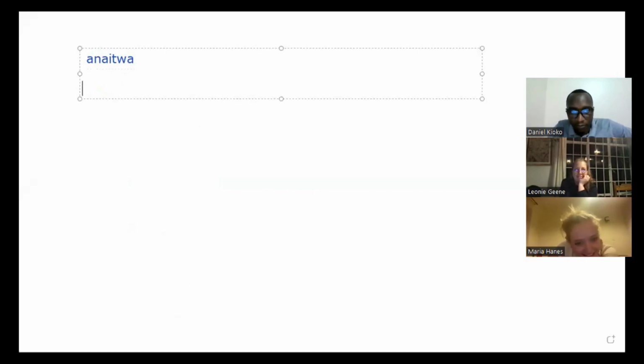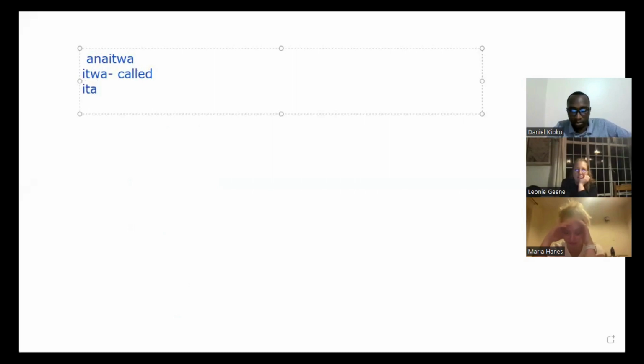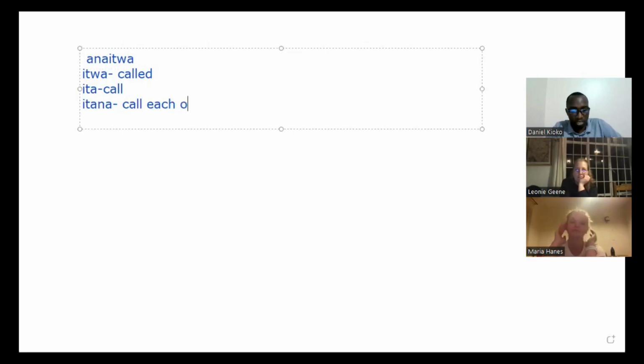Okay, this is how you get the verb. The verb is itwa, right? So how do we get the verb root? It's what doesn't change. Itwa is called. Ita is call. Itana, call each other. So what does it remain? What doesn't change is the IT.